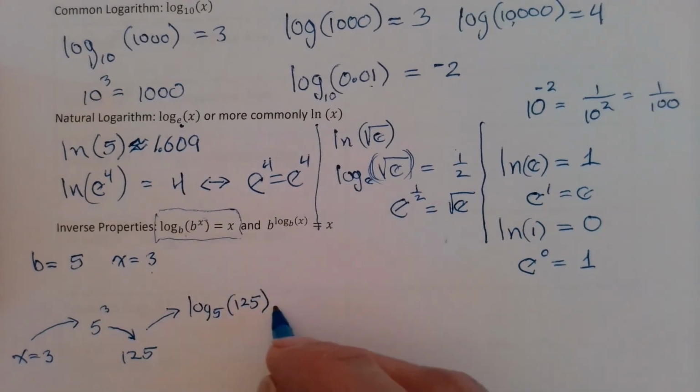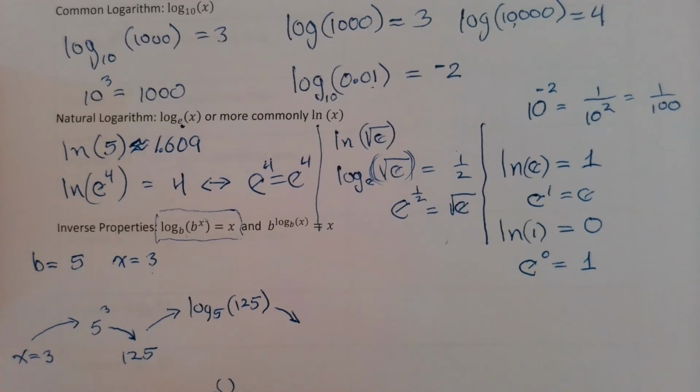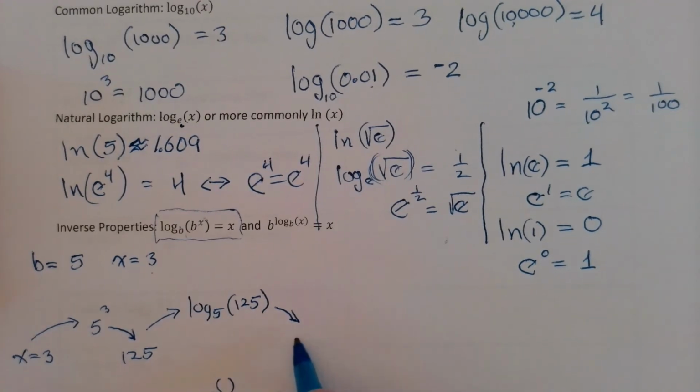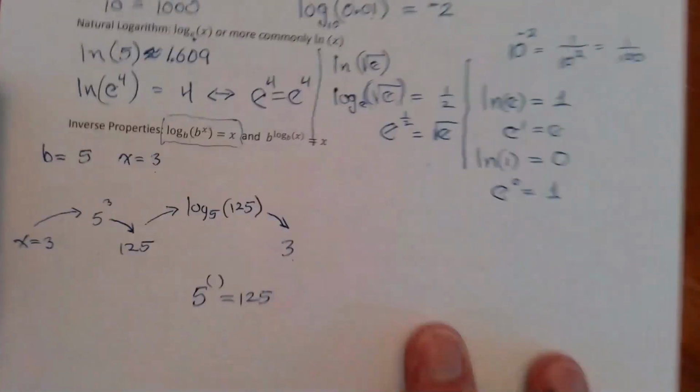And remember, when you take a base 5 log of 125, you're trying to answer the question of 5 raised to what power makes 125? Well, guess what? It's 3. So you started with 3. The exponentiation made the value grow to 125. Okay, but the base 5 log of 125 took you back to 3. Are we going around in circles? Yes, we are. And that's kind of the point.